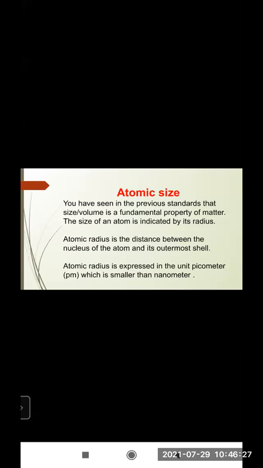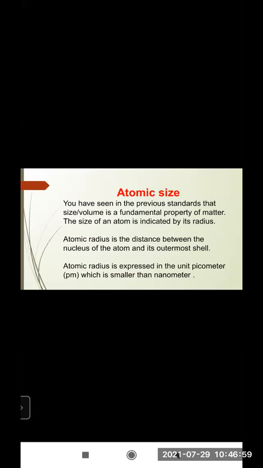Now see what is given. The atomic size of an atom is indicated by its radius. And what is atomic radius? Atomic radius is the distance between the nucleus of the atom and its outermost shell. So whenever we are drawing any diagram, the distance between the nucleus of an atom and its outermost shell is called the atomic radius. You can take any element, draw the structure, and find out.